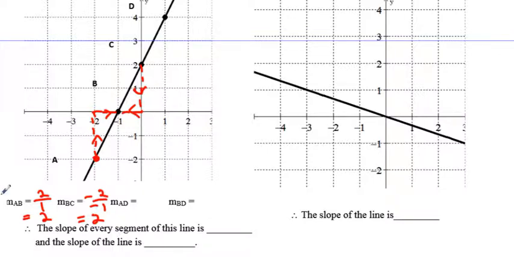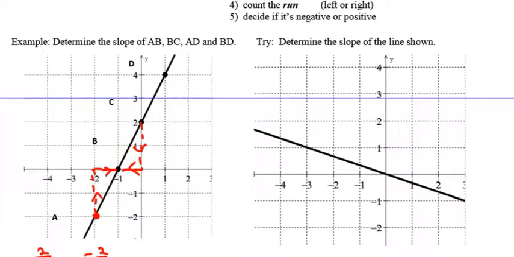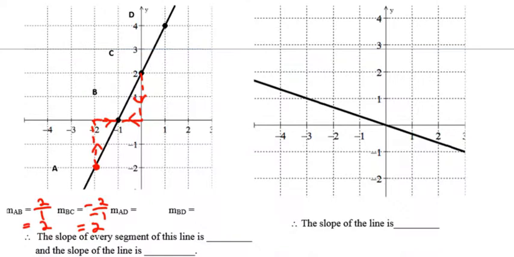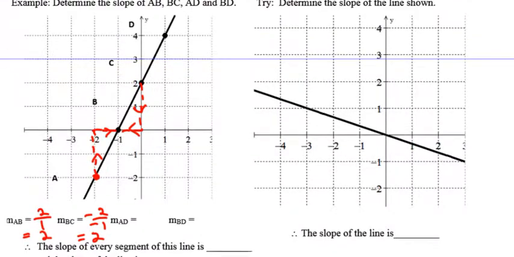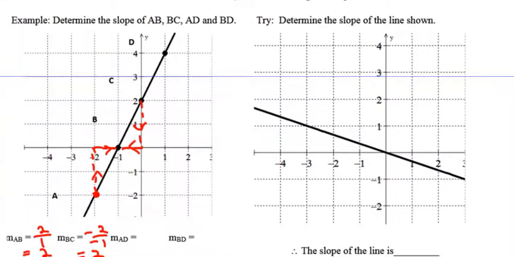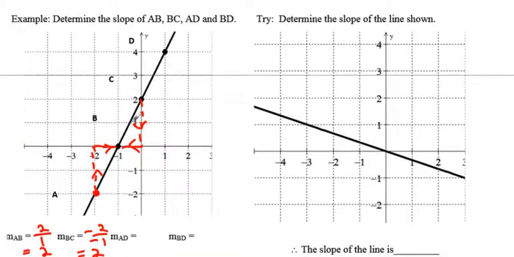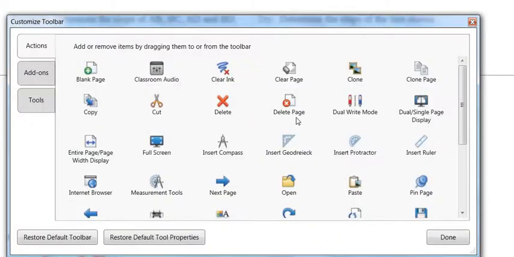If we continue on the same way, drawing our right triangles, so if I wanted to find CD, and, sorry, that was BC. Now I'm going to do AD. So if I wanted to do AD, I'm just going to change colors here.